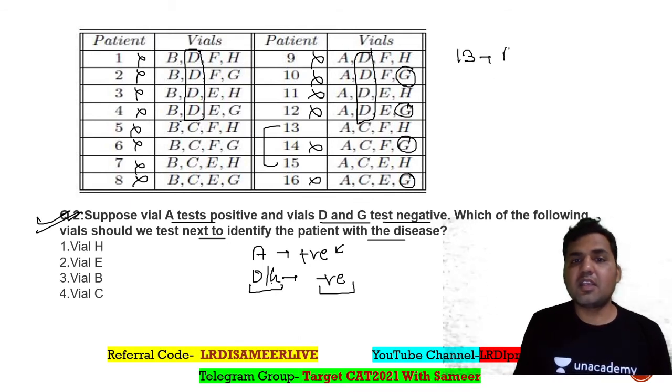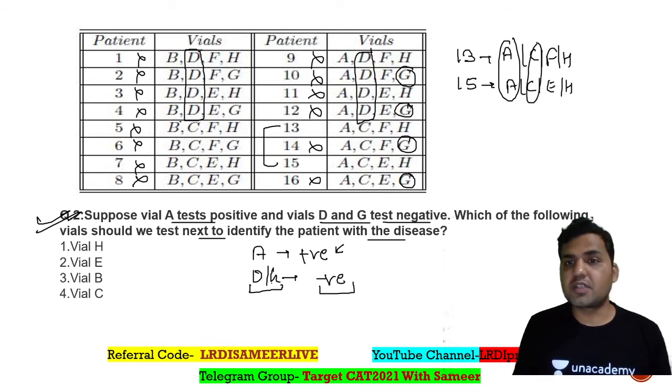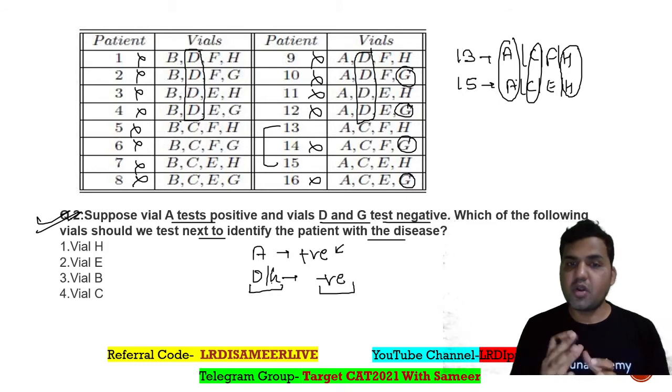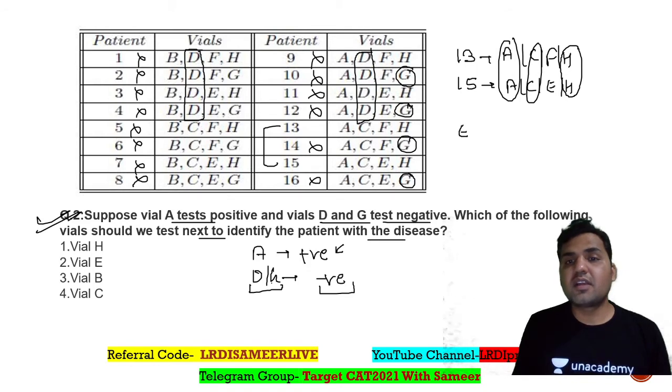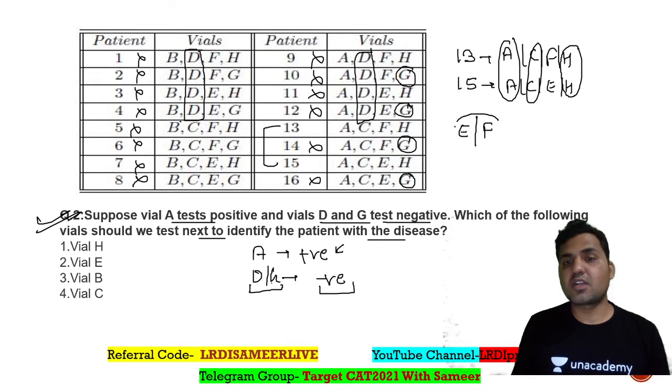Now 13 number patient's blood is present in A, C, F and H, and 15 number patient's blood is present in A, C, E and H. Now see that A, C and H are common in both of these, right? So the 13th number patient and the 15th number patient both have blood in vial number A, C and H. So if I want to identify which among 13 and 15 has the disease, I need to check the result of either E or F.